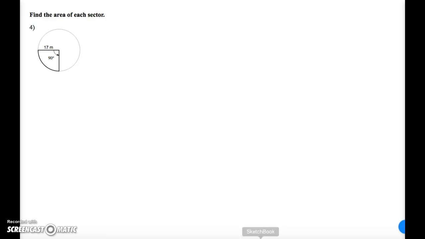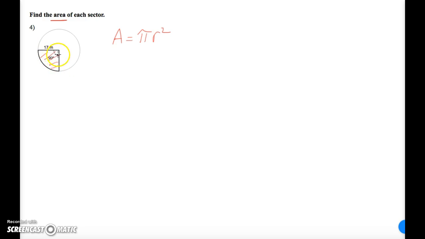It says find the area of the sector. So what we're looking for is all of this in here. So this is our sector. And if we remember, area of a circle is equal to pi times the radius squared. That gives us the area of the entire circle. Okay, but we just want this area right here.